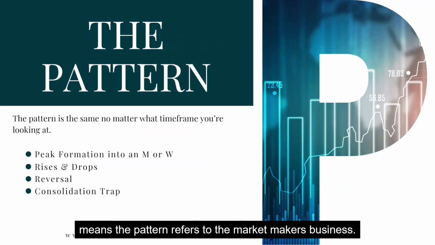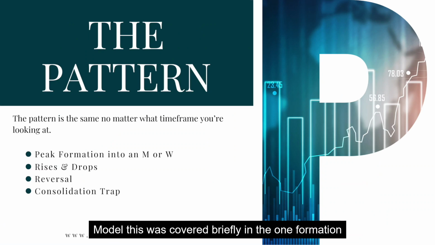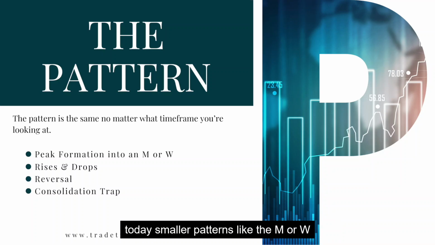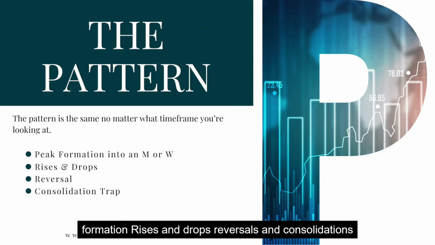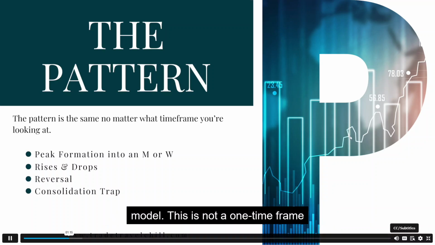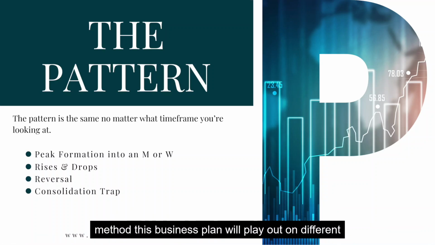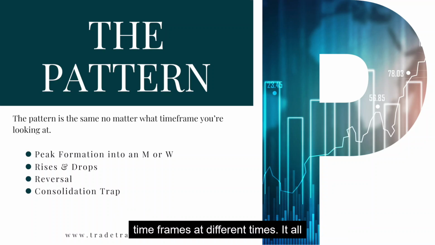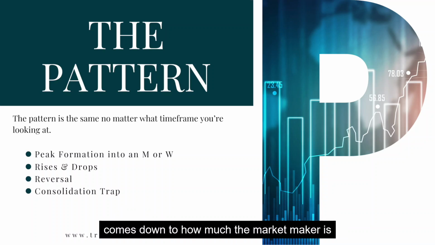The pattern refers to the market maker's business model. This was covered briefly in the one formation video, but we are going to go through it in detail today. Smaller patterns like the M or W formation, rises and drops, reversals and consolidations, all make up the larger market maker's business model. This is not a one time frame method. This business plan will play out on different time frames at different times. It all comes down to how much the market maker is able to lend out, which allows the model to feed into higher and higher time frames.